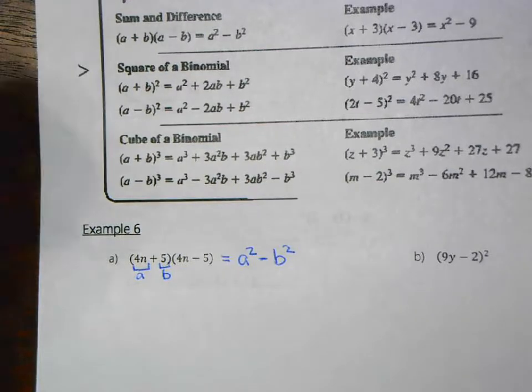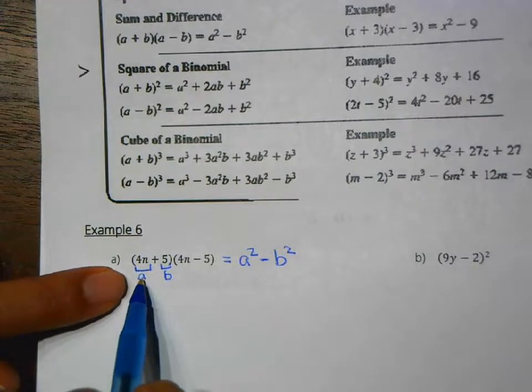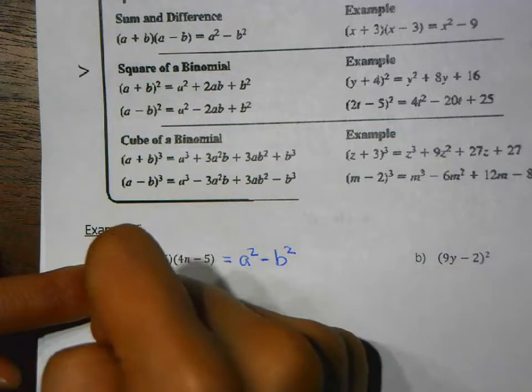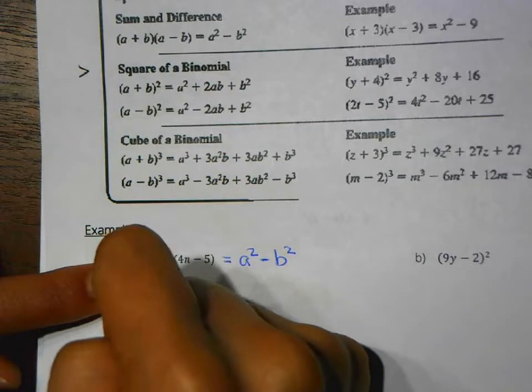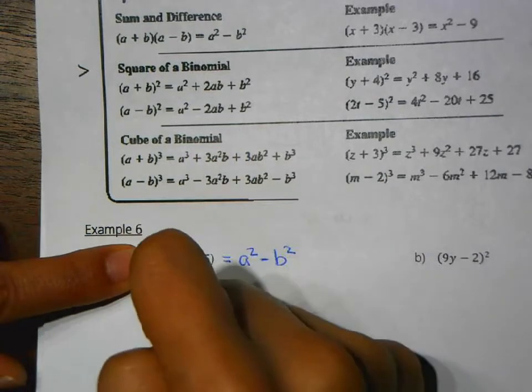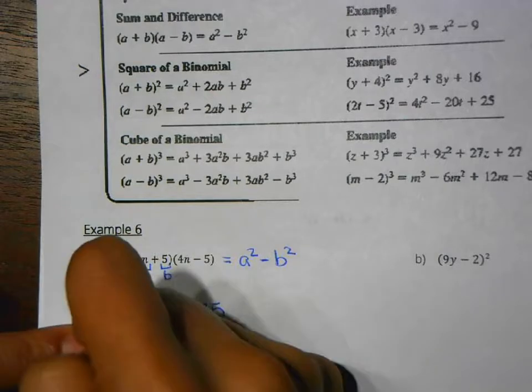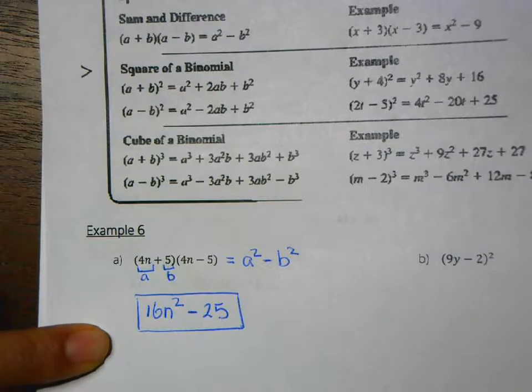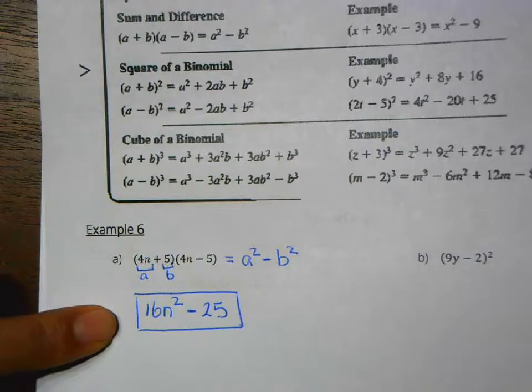So if you remember that, you can always now take a, which is 4n, and square it. 4n times 4n is going to give you 16n squared minus b squared. b is 5, so that would be 25. 16n squared minus 25. Again, you can always go back to the array model and multiply it out by hand, and that will still give you the same answer.